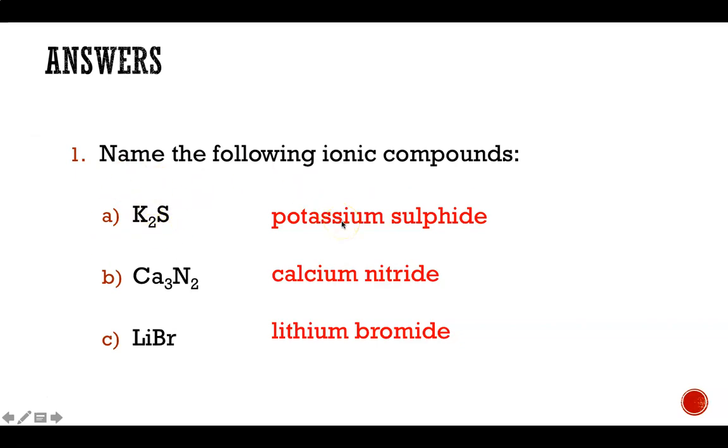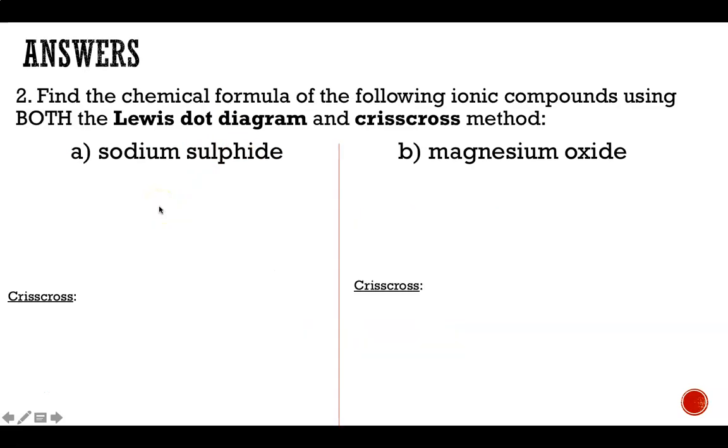Now we're going to go backwards. We're going to go from name to chemical formula. So first we'll do that using our Lewis dot diagrams. For sodium sulfide, we start by thinking about sodium. It's in group 1, so that means it has 1 valence electron. And then sulfur is in group 16, which means it has 6 valence electrons.